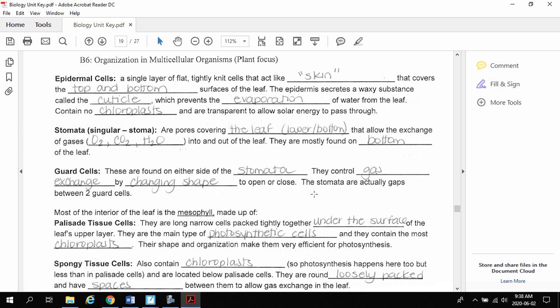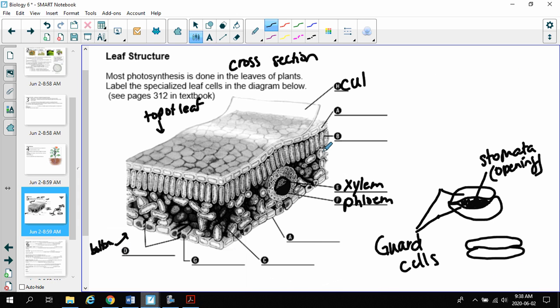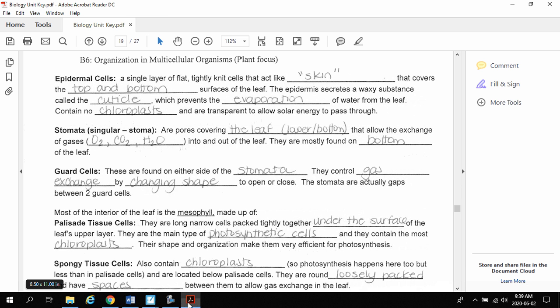So if we flip back to that diagram, solar radiation or sunshine is coming in. It can get through the cuticle and through that epidermal layer, and it's coming to this layer here, into the palisade cells. We want the solar radiation to be able to get to that. If photosynthesis is going to be taking place, it needs a lot of chloroplasts. Chloroplasts are the site of photosynthesis, so those cells have a lot of chloroplasts. Their shape and organization make them very efficient for photosynthesis.